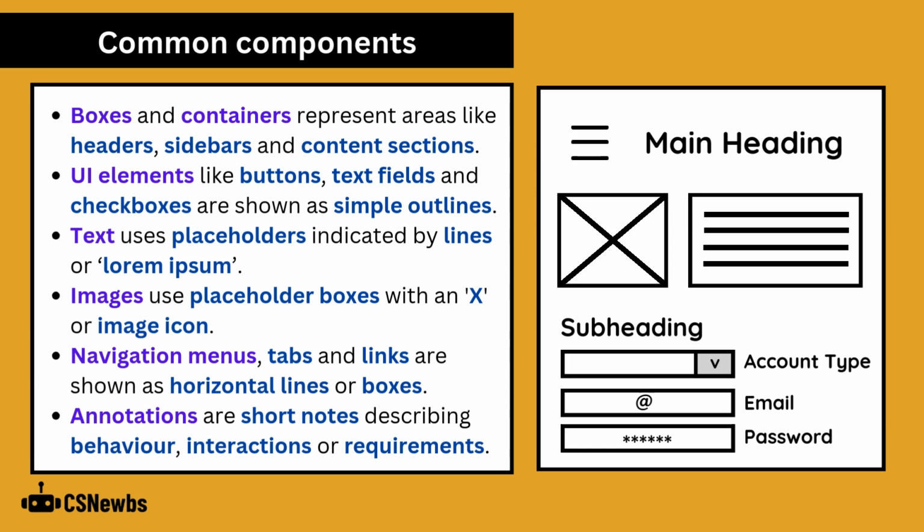Common components of wireframe diagrams include boxes and containers that represent areas like headers, sidebars, and content sections. Some boxes, such as input fields, may contain a label to quickly show their intended use. For example, the @ sign in an email input box, or a series of asterisks where a password would be entered. User interface elements like buttons, text fields, and checkboxes are shown as simple outlines.